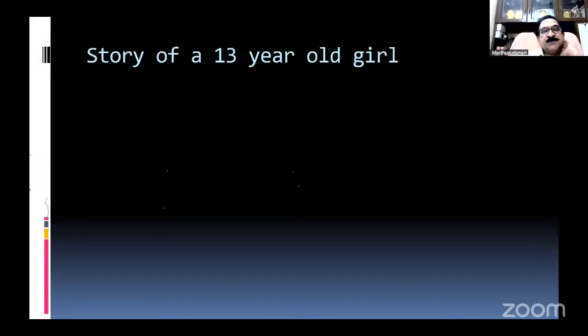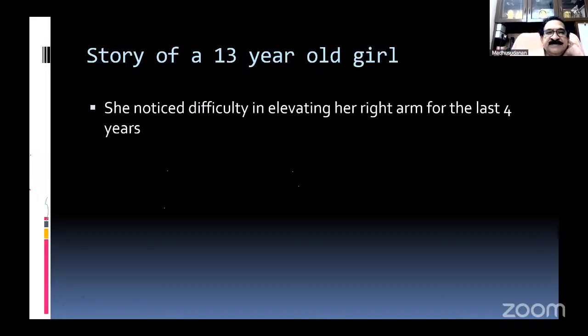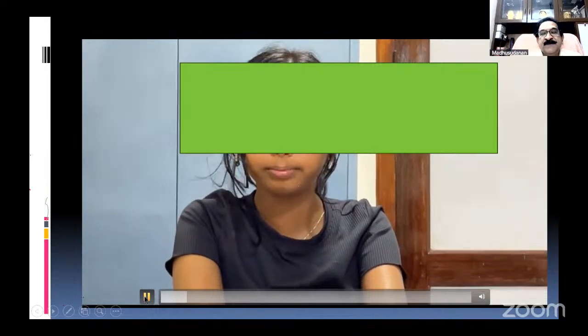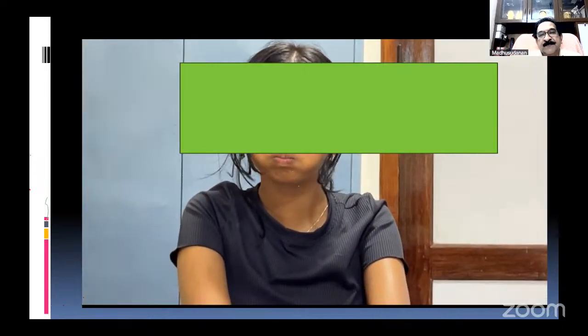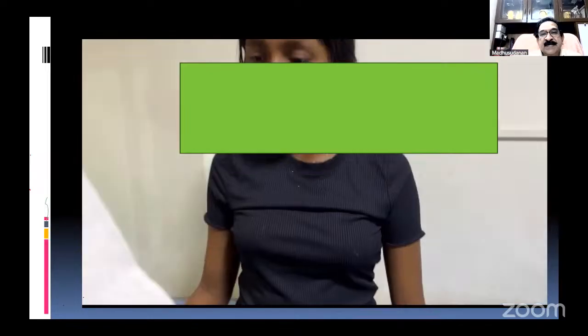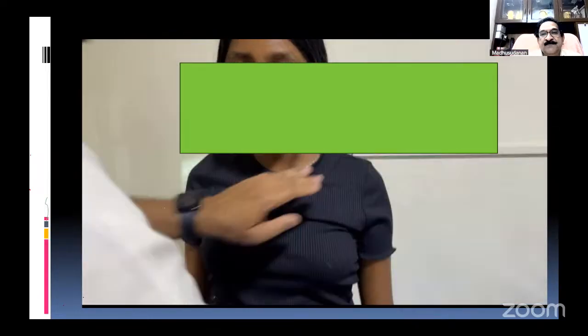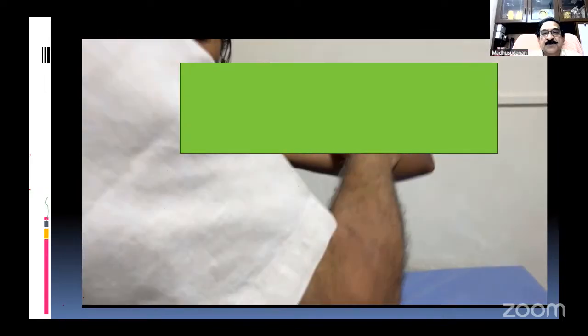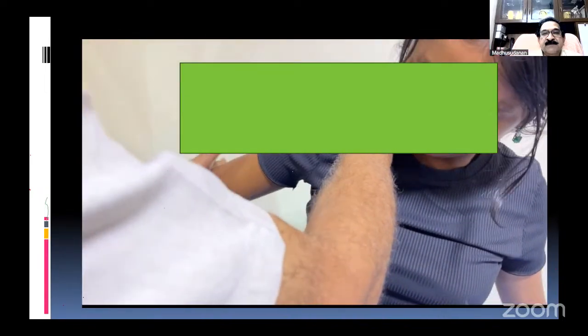This is the story of a 13-year-old girl. She noticed difficulty in elevating her right arm for the last 4 years. That's the only complaint for which the mother had brought the child to me. But on examination, cranial nerves were all normal. But she had weakness of the right deltoid. Very tricky case. Left was normal. See, the right deltoid is weak.